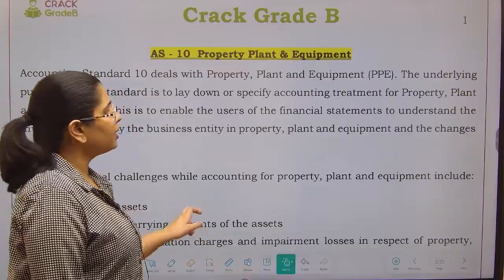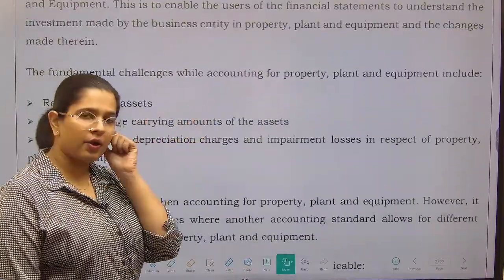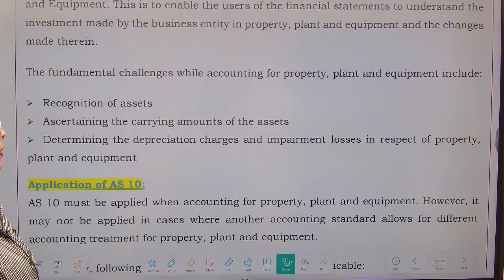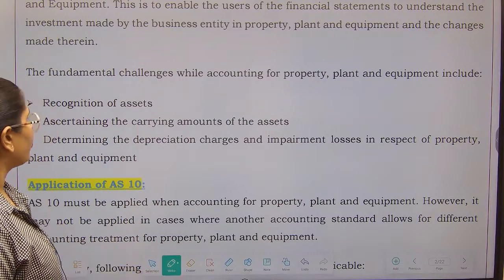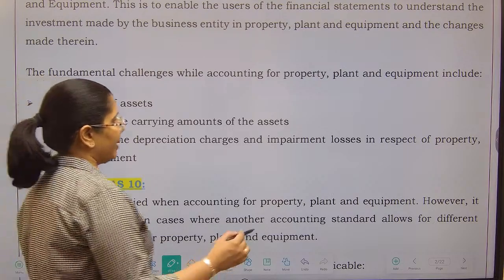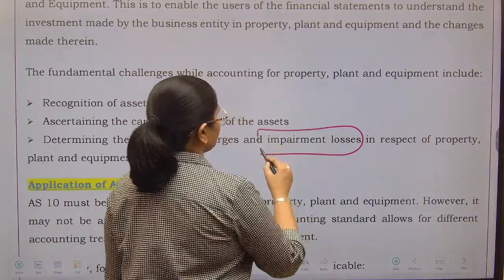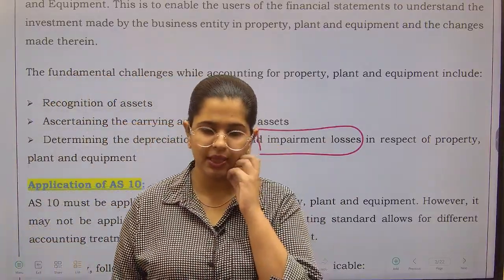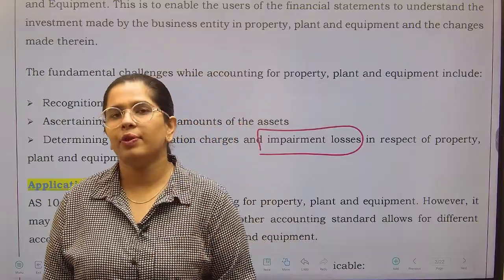Now, what are the questions that this particular accounting standard tends to answer? This will be recognition. What should be the carrying amount of the asset in your books, right? And determining the depreciation charges as well as the impairment loss. There has been a question on impairment losses as well, right? Depreciation, we know, is normal wear and tear.